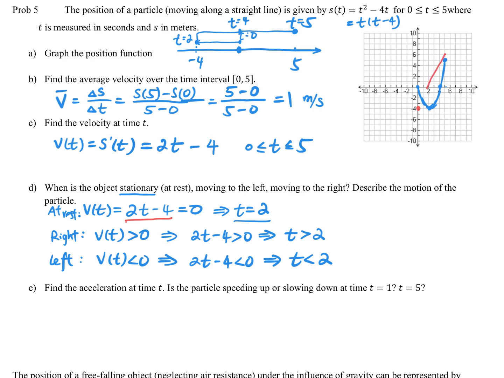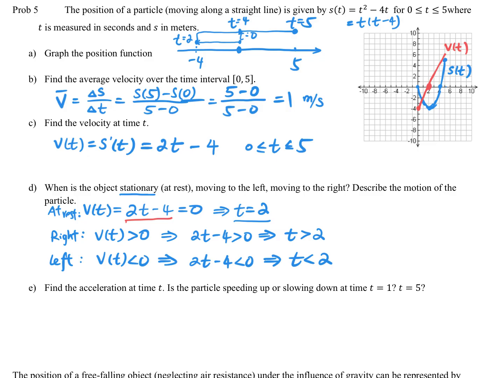So therefore, this is the line. This is the line. And at time 2, the velocity is 0. So this is the velocity function, and the blue one is the position function.